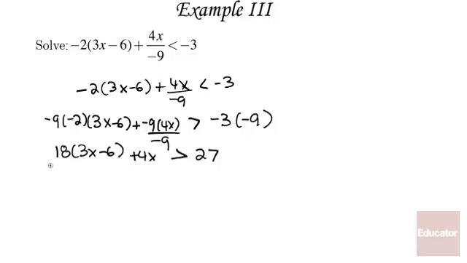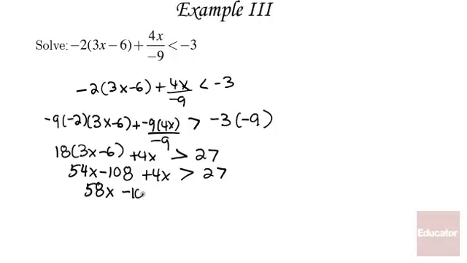Using the distributive property, I'm going to multiply this out, and 18 times 3x is 54x. 18 times -6 is -108. Plus 4x is greater than 27. Now I need to isolate this x, so first I'm going to combine like terms. I have 54x plus 4x is 58x. Minus 108 is greater than 27.